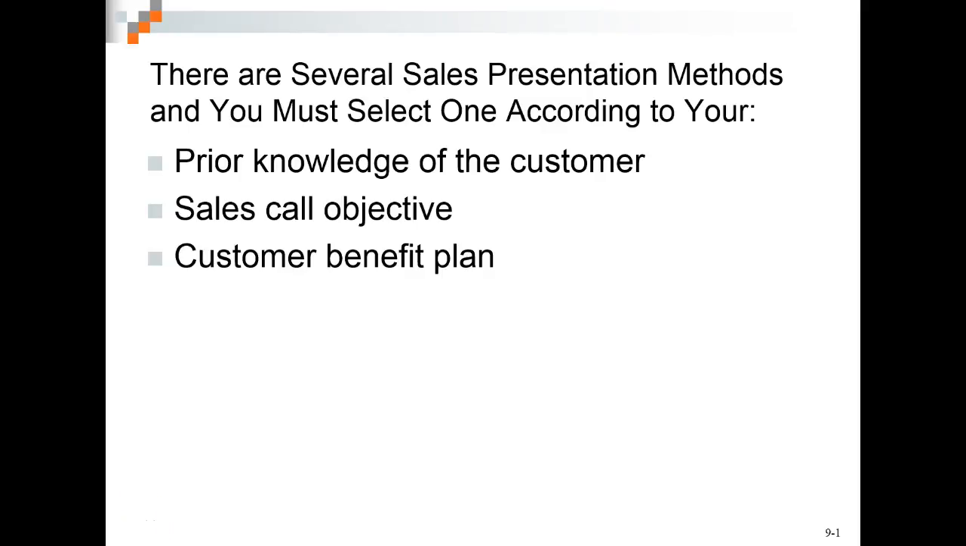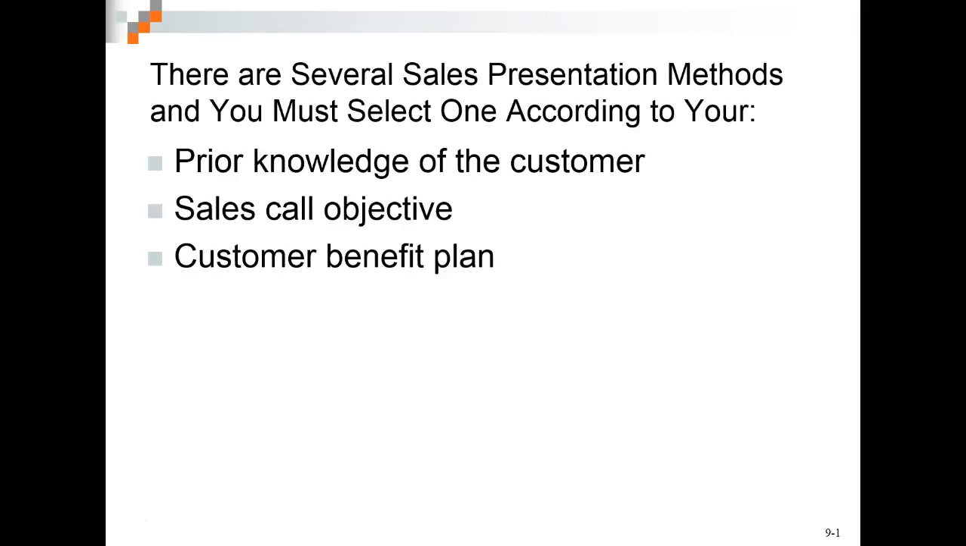So let's talk about sales presentation methods. We have already talked about a whole bunch of things having to do with sales, but let's talk about the actual presentation now. As with most things in business, there's no one simple answer to how you should do this. There's a bunch of different ways you can do presentations. We're going to talk about a couple of them here and how they actually fit into different situations.